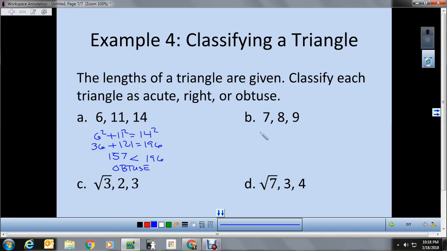Okay, you try the next one. Pause the video, and we'll come back and work it. So let's see what you got. We have 7 squared plus 8 squared is equal to 9 squared. 7 squared is 49, 8 squared is 64, and 9 squared is 81. Add these two together, we get 113, and 113 is greater than 81, and since a squared plus b squared is bigger than c squared, this triangle is going to be acute.